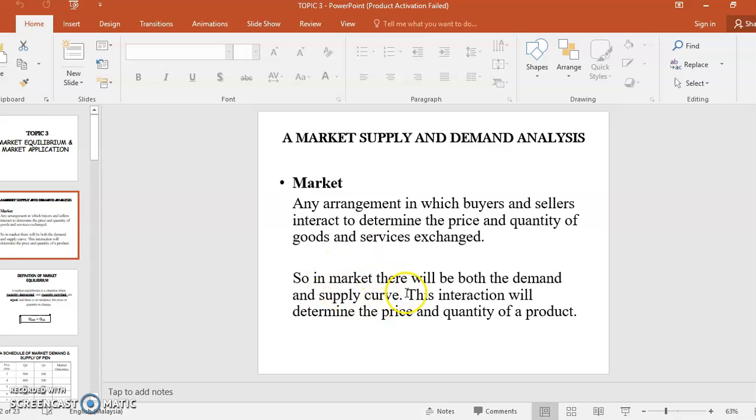So in market there will be both the demand and supply curve. So this interaction will determine the price and quantity of a product. So for this chapter, we will combine the demand curve and supply curve in one diagram.